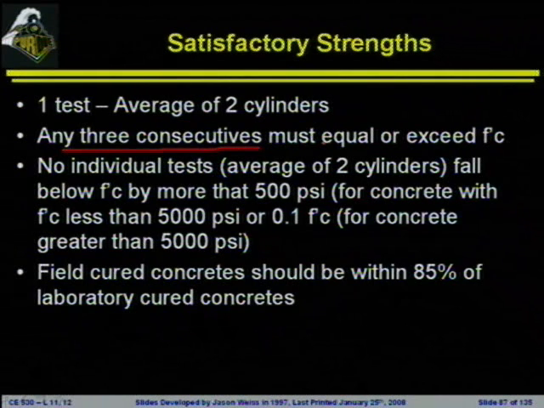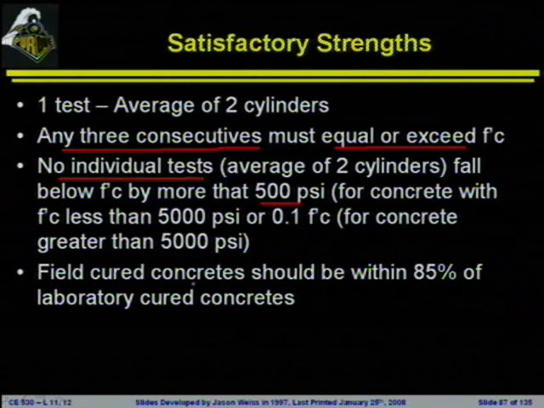So what you want to do is make sure that any 3 consecutive tests, when they're averaged together, must equal or exceed f'c, and this makes sure that you're maintaining the minimum acceptable quality. No individual test, this is the average of 2 cylinders, is going to fall more than 500 psi below f'c, or 0.1 f'c if it's greater than 5,000 psi.